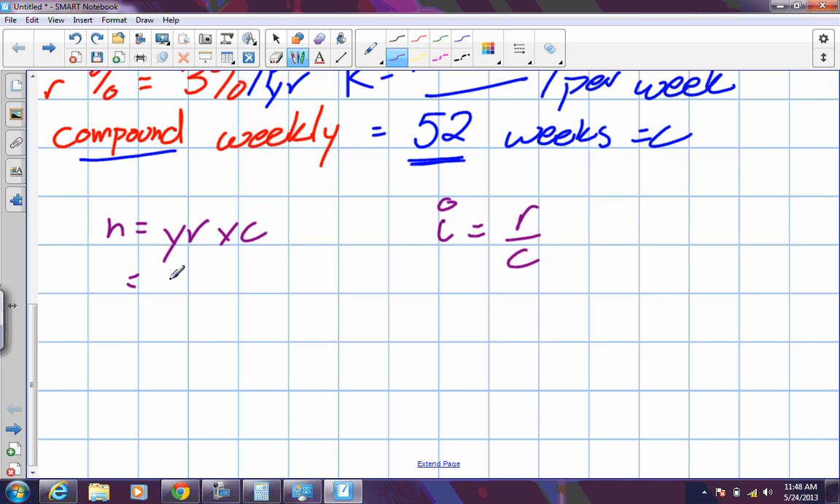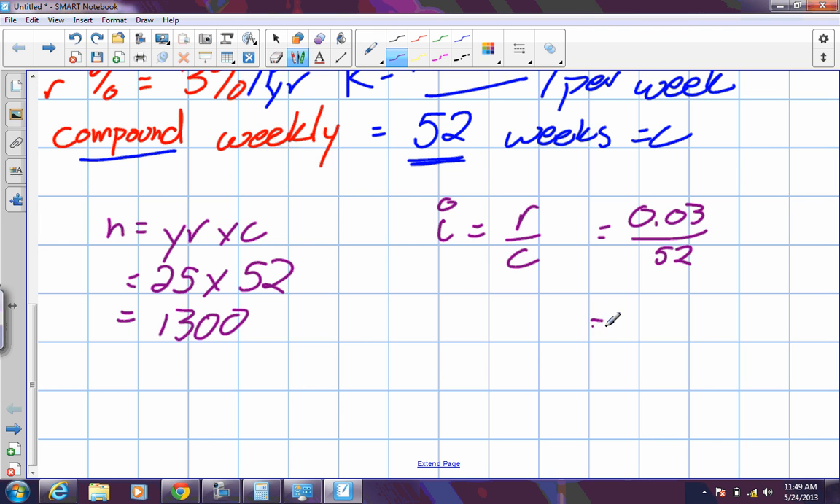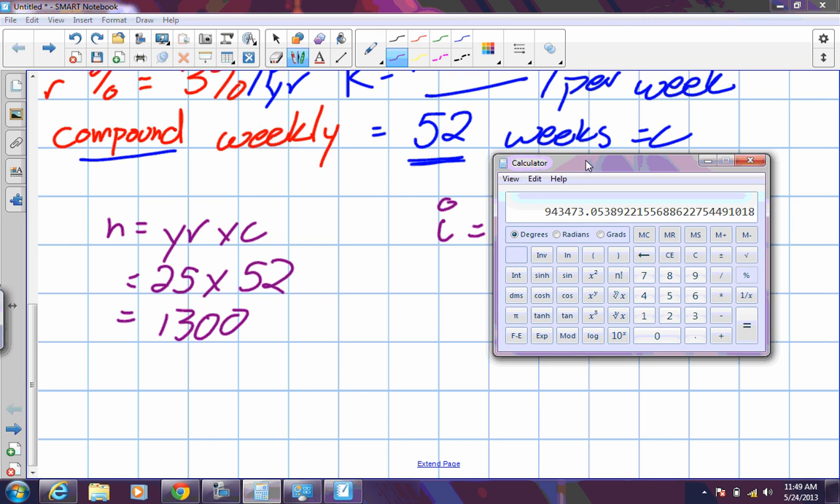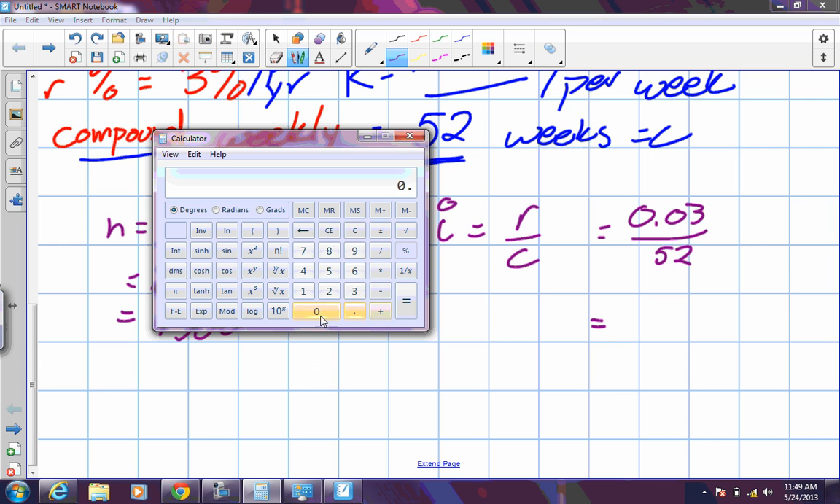Now we said we're going to do this over 25 years. And each year is going to be 52 weeks. This is going to be a rather large amount. What is it? 1,300? So what that means is we're going to make 1,300 separate investments. And we're going to earn interest 1,300 separate times. Our interest rate, on the other hand, is 0.03 divided by 52. So each week, what is our interest rate going to be? And this is going to be a very small number.